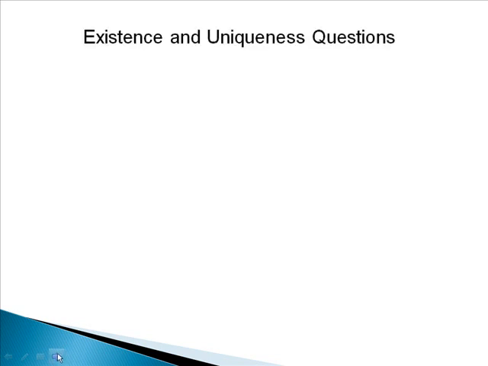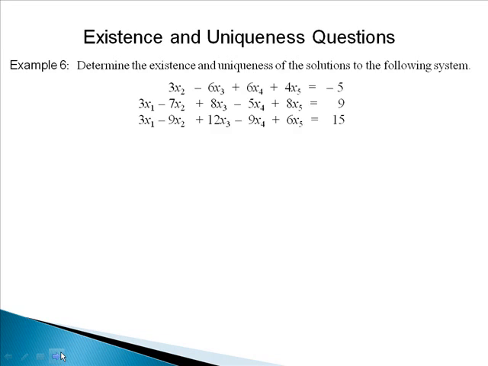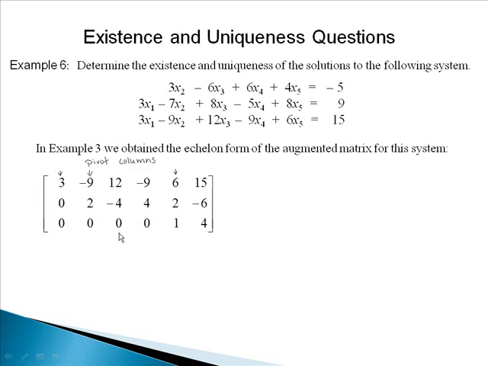Now we want to answer some questions about existence and uniqueness. For example 6, we want to determine the existence and uniqueness of the solutions to the following system. In example 3, we obtained the echelon form of the augmented matrix for this system, and so we have it here. Notice that columns 1, 2, and 5 were our pivot columns, and then we have free variables x3 and x4.